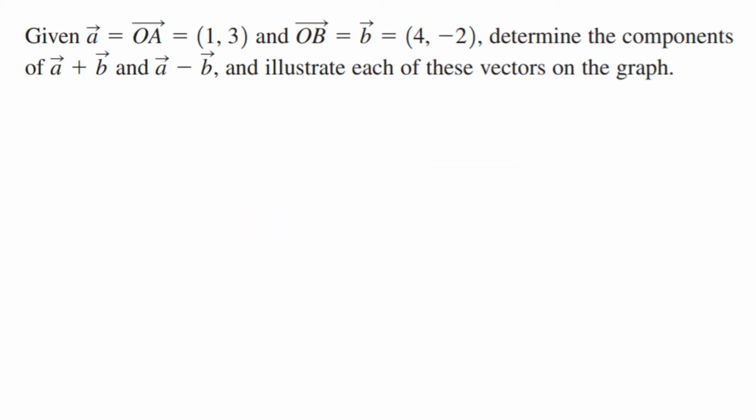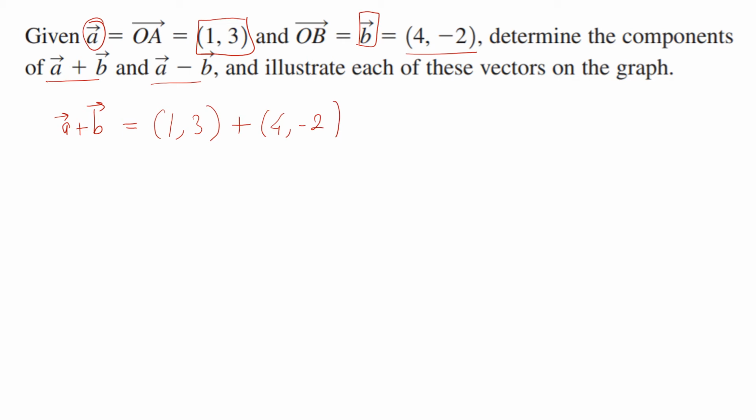So an example to start out is given a equals OA, which the coordinates are 1 and 3, and OB equaling to b, which the coordinates are 4 and -2, determine the components of a plus b and a minus b, and illustrate each of these vectors on the graph. So as for a plus b, I know my a has the coordinates 1 and 3, right? So I'll just put that first. And I need to add that to what I have for b, which is 4 and -2.